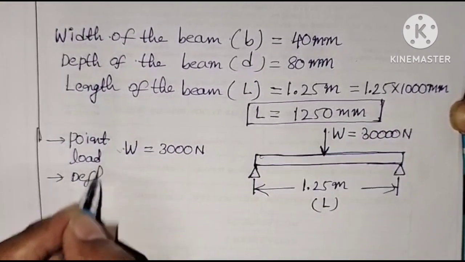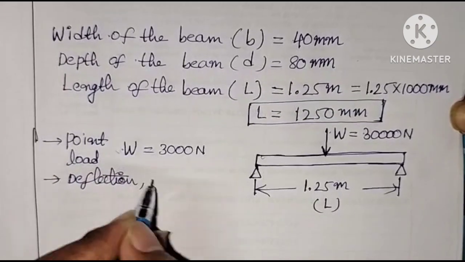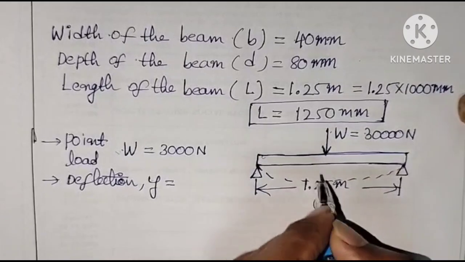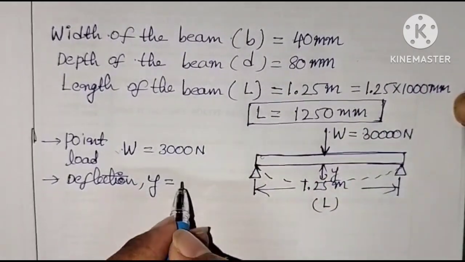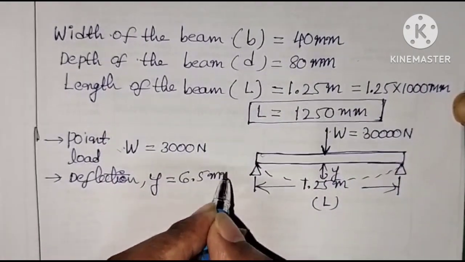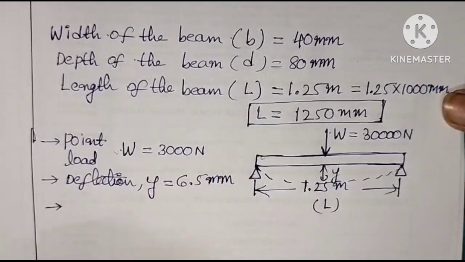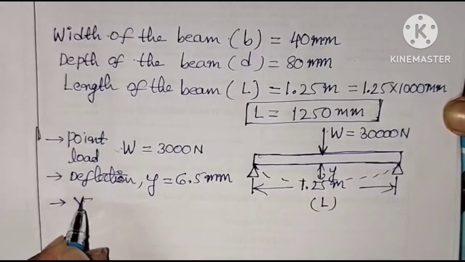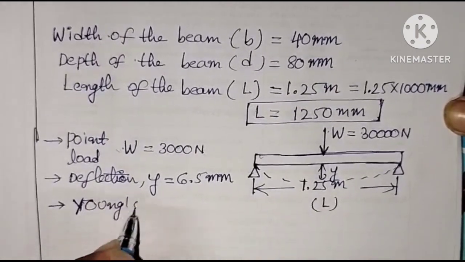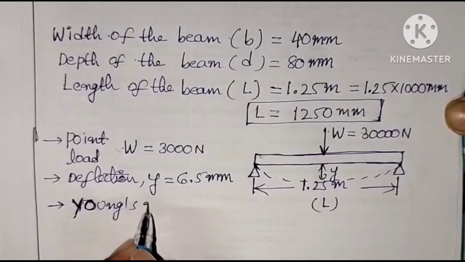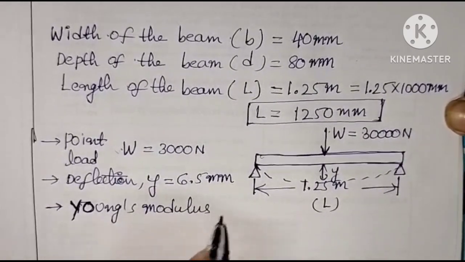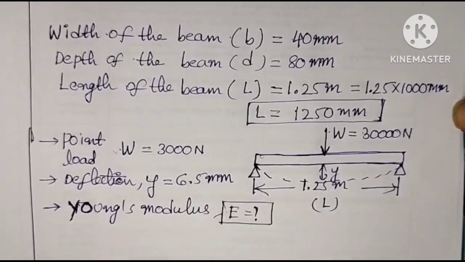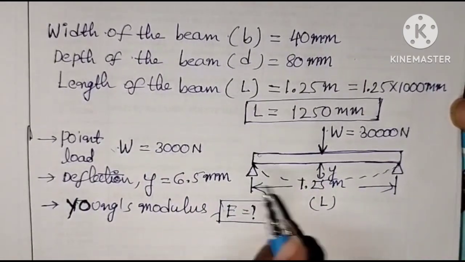And the central deflection, how much? Due to this point load there will be a deflection, the central deflection, denoted by Y. Y is equal to 6.5 mm. In this problem we have to find Young's modulus. So Young's modulus is equal to question mark. This is according to the given problem.